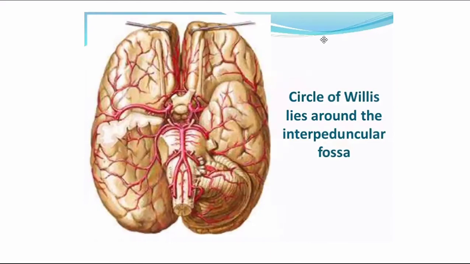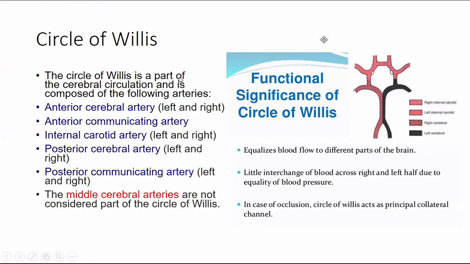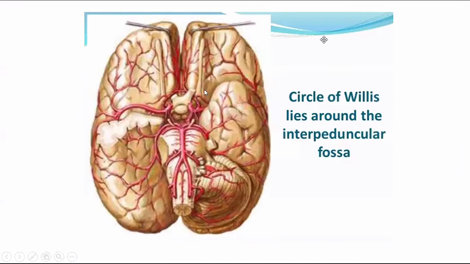Now the circle of Willis, I mentioned it already earlier. Circle of Willis lies around the interpeduncular fossa at the inferior aspect of the brain. This is your circle of Willis over here. Now, the circle of Willis is a part of the cerebral circulation and is composed of the following arteries. Okay, let me show you. This image is in your book, and just follow along.